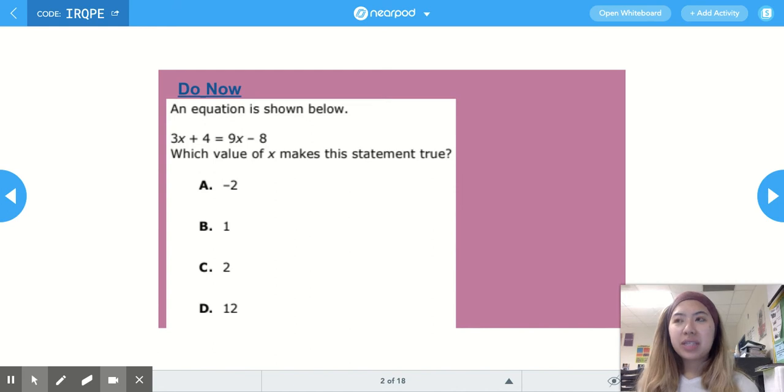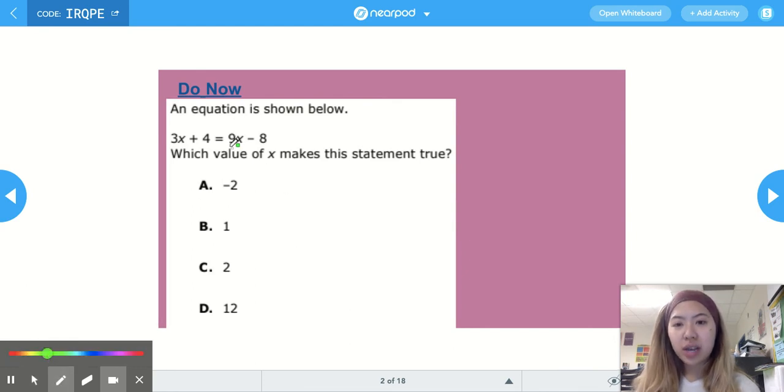Today's math lesson is an intro to dilations, or transformations of shapes. Our do now: an equation is shown below. 3x plus 4 is equal to 9x minus 8. Which value of x makes the statement true? As you can see, there are variables on each side, 9x and 3x.